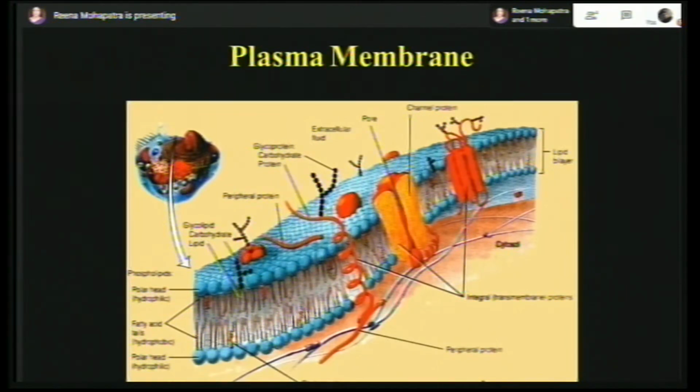Apart from that, you can also find short chains of carbohydrates. These carbohydrates remain attached with lipids or with proteins. These carbohydrate chains are present towards the outer side of plasma membrane, not towards the cytoplasm side but towards outside. Towards the cytoplasm side, this kind of carbohydrates we do not find.